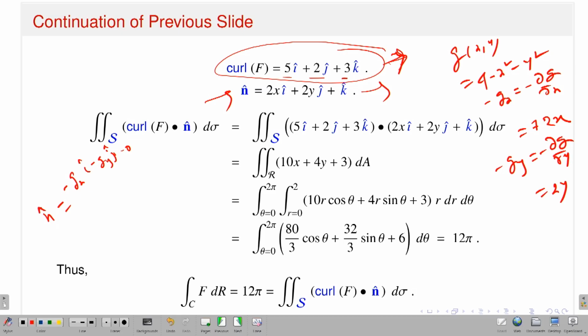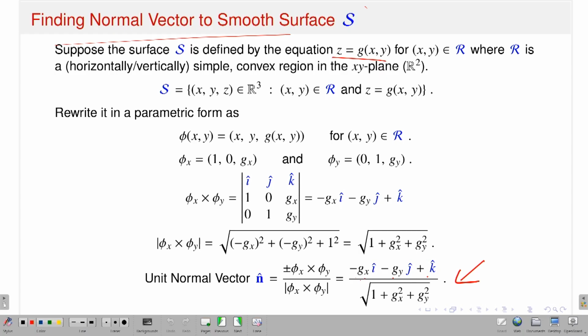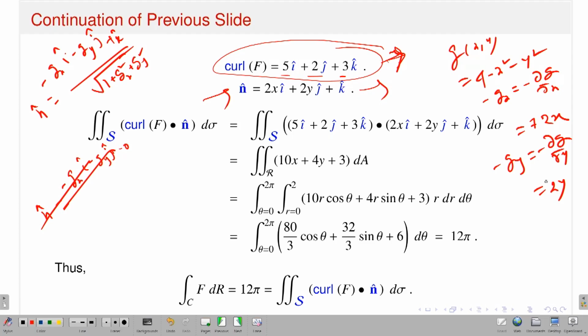So what is the unit normal vector? If you remember, minus gx, minus gy, then plus k cap, right? Minus gx minus gy plus k cap, okay? So the unit normal vector n cap is minus gx i cap minus gy j cap plus k cap divided by the square root of 1 plus gx square plus gy square, right? So you just do that. I have 2x, 2y, and you have to have that square. Yes, that's fine, perfectly all right.